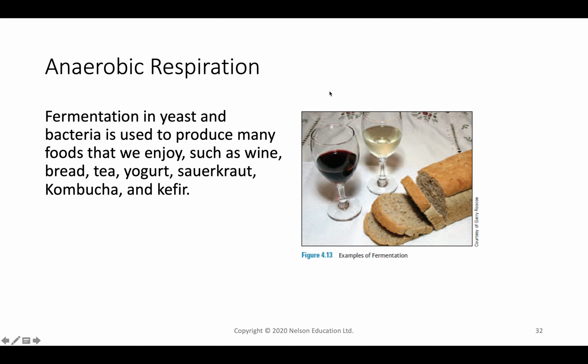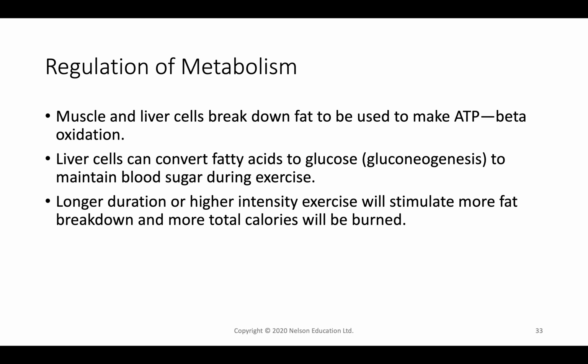All right, so fermentation in yeast and bacteria is used to produce all sorts of stuff that we love. As I mentioned, wine, beers, but also breads and teas, yogurts, sauerkrauts, kefir, kombucha. So lots of things that you might not necessarily think of because we focus mainly on the ethanol, but it's going to produce the bubbles in the bread, and in Swiss cheese, for example, the bubbles. So fermentation is going to be really important for anaerobic respiration.